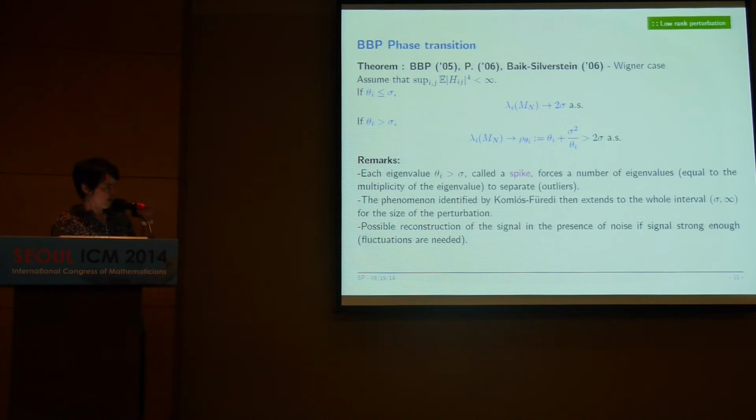And I will call outliers those eigenvalues separating from the rest of the spectrum. Another remark first is that the phenomenon identified by Capitaine and Féral actually extends to the whole interval sigma to infinity. Their result was proved for the interval n to the one over six plus infinity. But the interval is actually much larger.